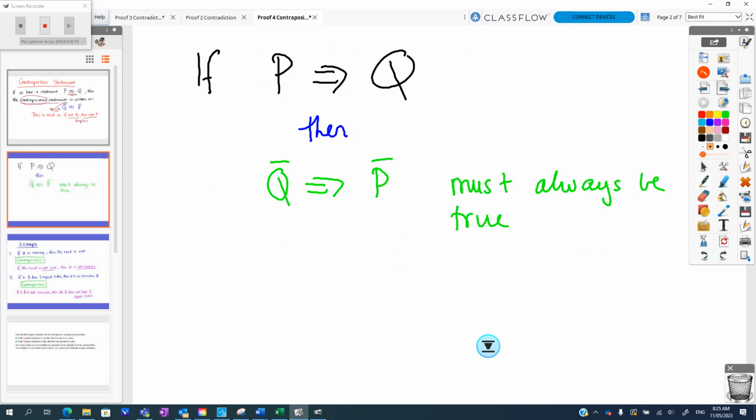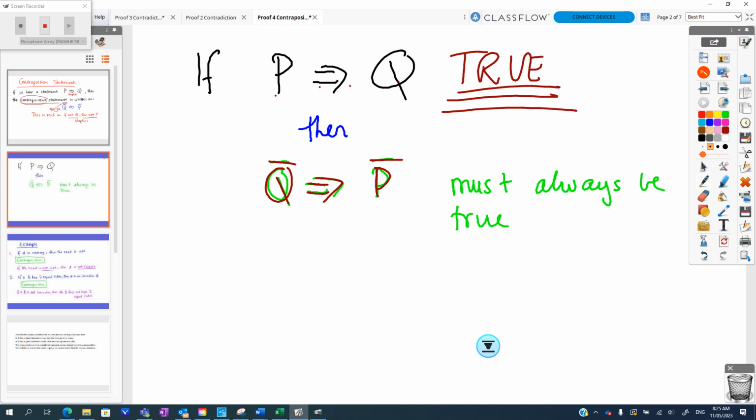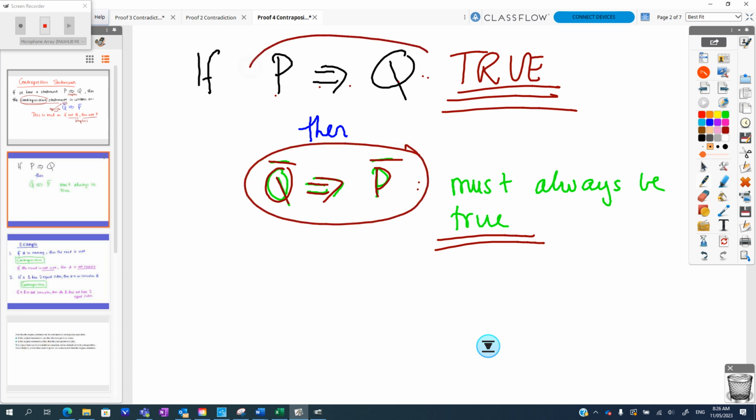If P implies Q, then not Q implies not P. If the first statement is true, then this must be true. If the first statement's true, then the contrapositive must be true. That's all you need to understand this stage. And obviously, if the contrapositive is false, then this is false. They're either both true or they're both false, which I think is on the next slide. So copy that and come across.